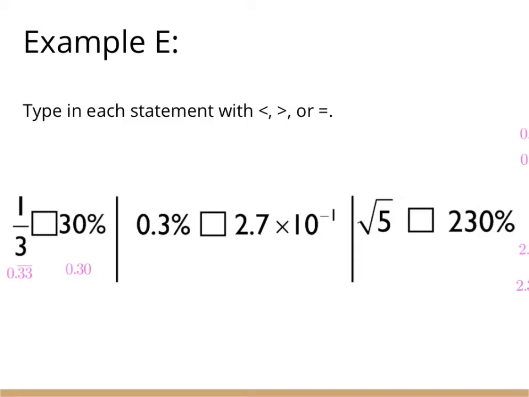They both start with 3. Okay, that's not going to be a determinant factor. But my second number here is 0, and my second number over here is a 3. So the 3 is going to be greater than the 0. So I'm going to go ahead and put in my greater symbol here. There we go. Draw that in. My greater symbol, as 1/3 is greater than 30%. Let's take a look at my next problem.